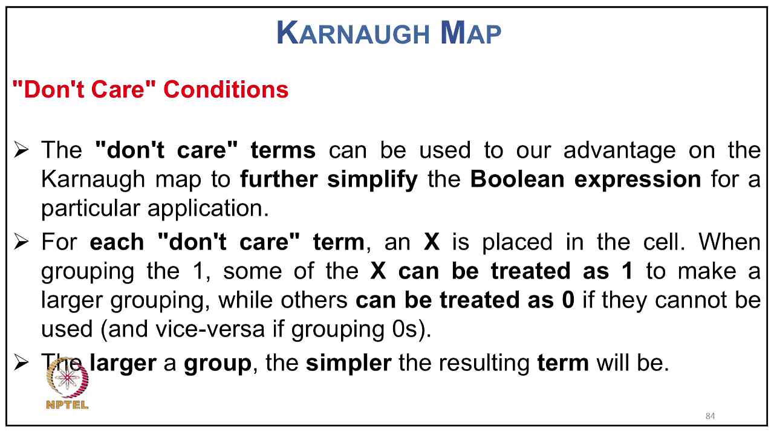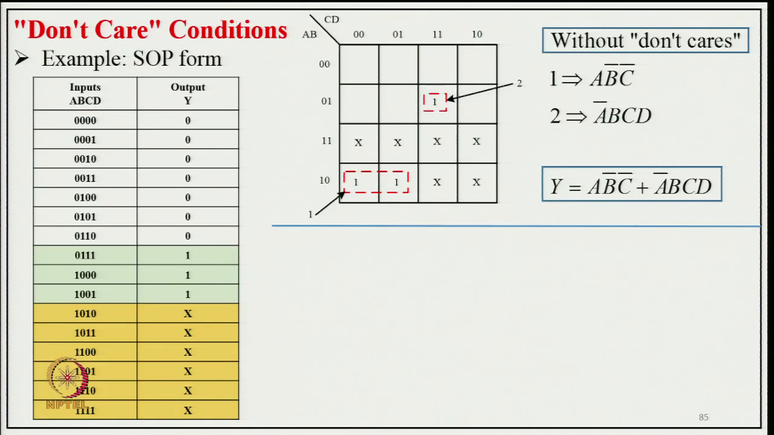When grouping the 1s, the sum of x can be treated as 1 to make a larger grouping, while others can be treated as 0. They cannot be used vice versa if we are grouping zeros. The larger the group, the simpler the resulting expression will be. These are the typical do not care conditions. So, you have 6 in BCD code, and these are the 6 do not care terms. All the x's represented here are do not care, and these are the only valid outputs here.